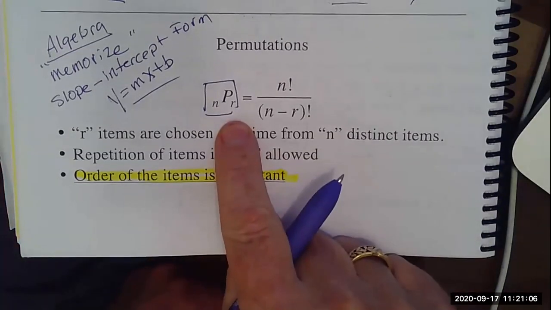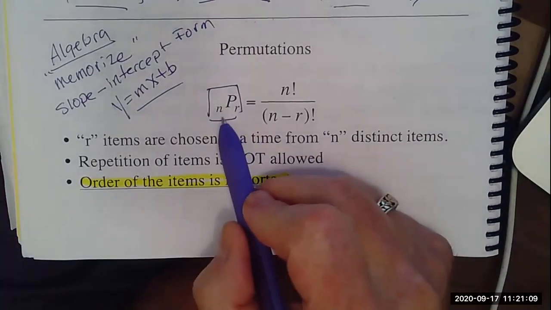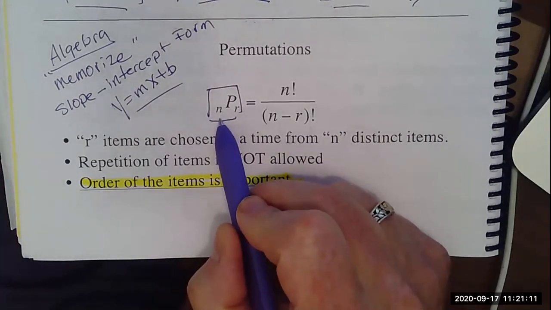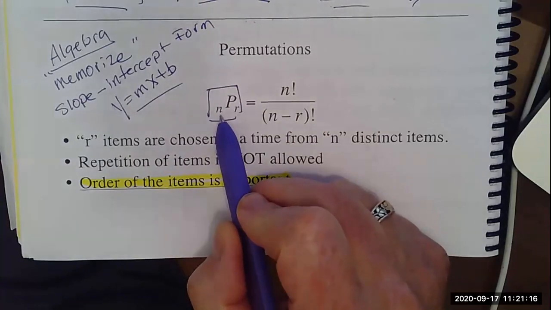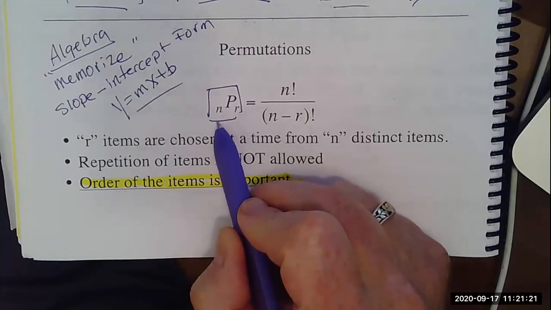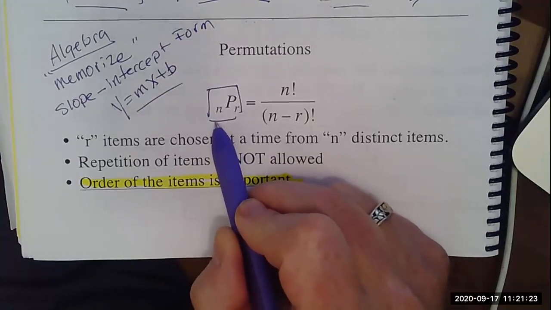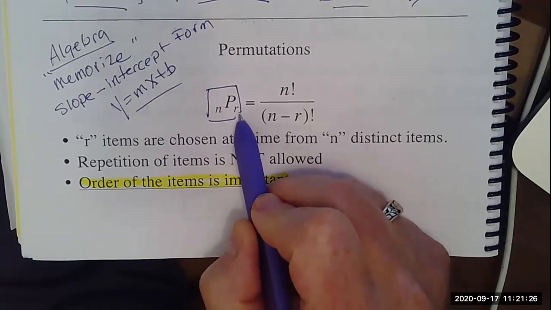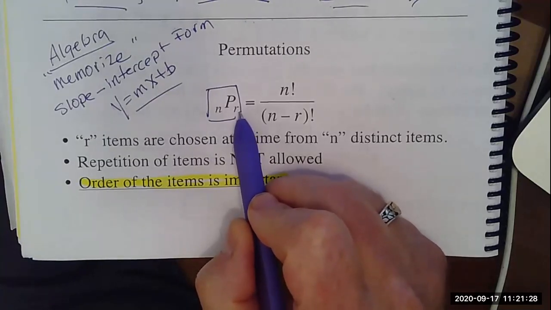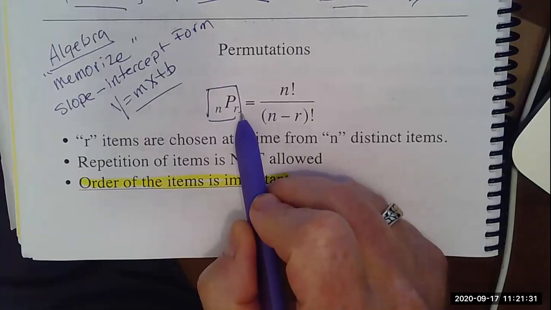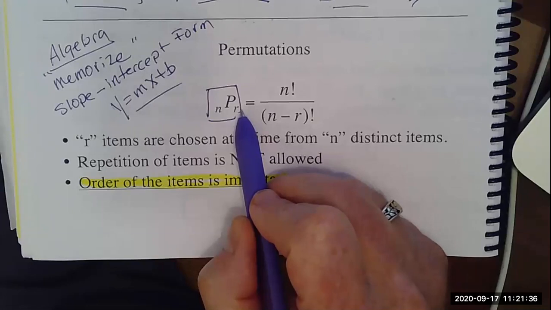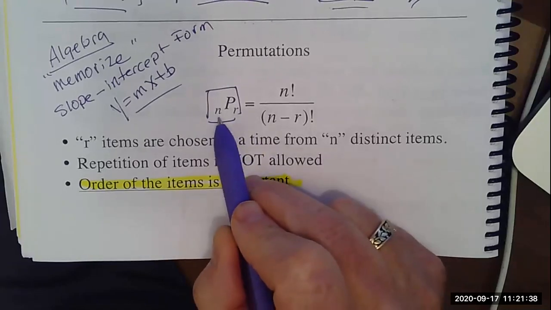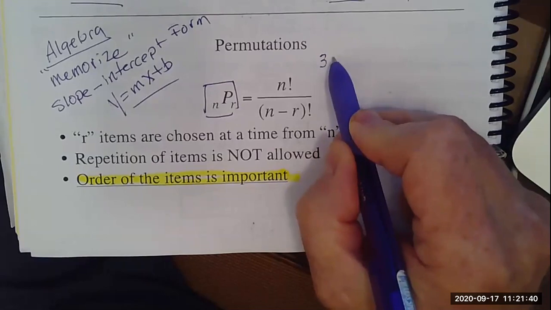All right, how does this formula work? Well, okay, N is the total number of numbers. So for instance, the Bahamas, there were 36 digits and numbers. So that would be N, 36. Now the R, the next number, is how many slots or how many spots or how many things are you looking at? And we only had three things on the license plate. This would be for the license plate.